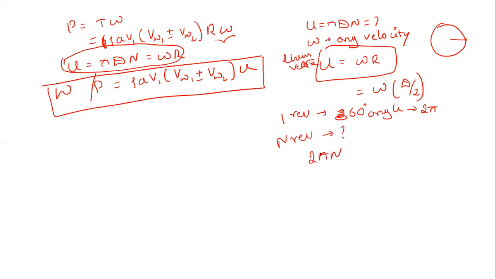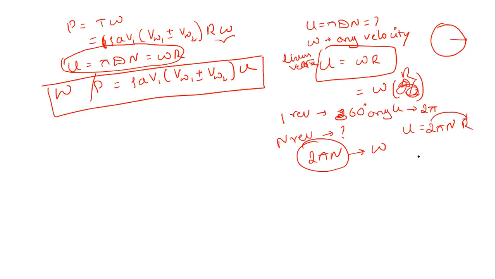2 pi n radians. So 2 pi n gives you omega. 2 pi n is nothing but your angular velocity. So I am representing this over here. Let it be R only. So I can write U is equal to omega R, which is then 2 pi n R.